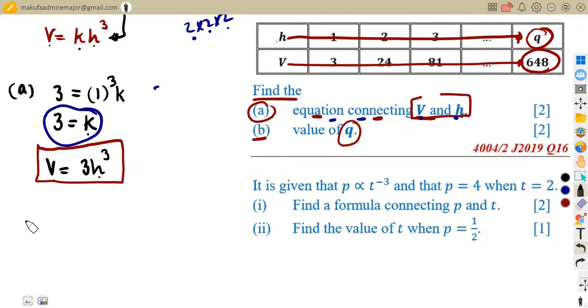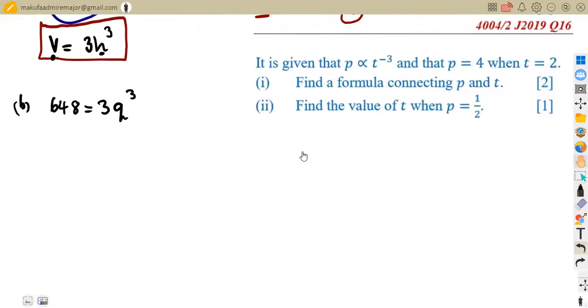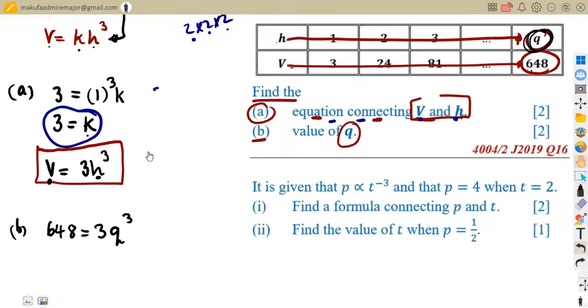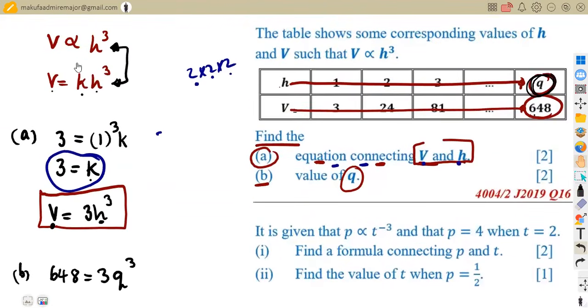So in this case, we are going to have it this way. What is the value of v? We are given at that moment v is 648, which is equal to 3h. H is the one that is represented there as q. So we are going to calculate the value of q. Like I said, the variation ends here. This is the variation. That is where variation ended.